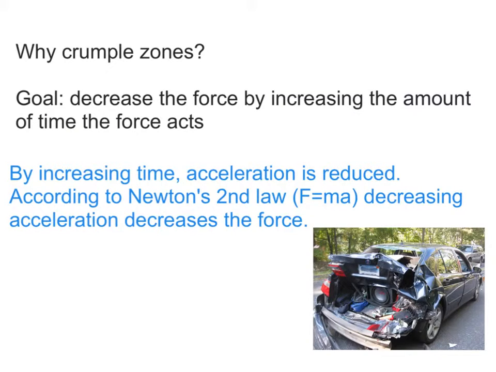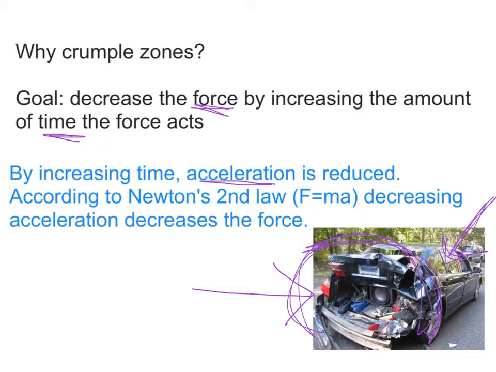So here's an example. This car has a crumple zone in the rear area. Notice that this whole area here has been damaged due to the impact, but where the passengers are, that area remains intact. So the goal of a crumple zone is to decrease the force that's acting on the people inside the car by increasing the amount of time that the force acts. By increasing the time, the acceleration is reduced.